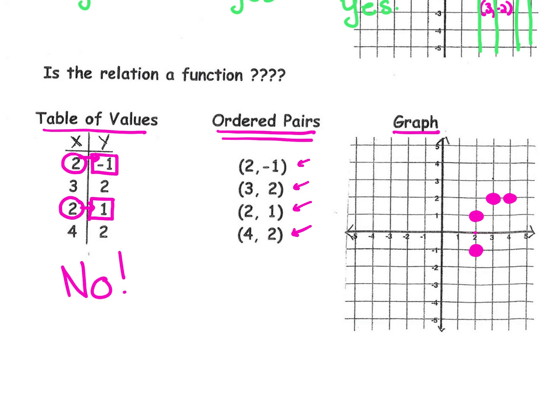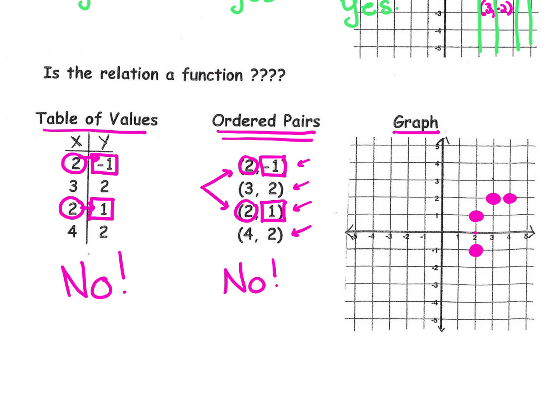How does that look with ordered pairs? Well, again, 2 has an output of -1. 2 has an output of +1. Right here is where the failure occurs. 2 cannot have the 2 different favorite output values. So again, no, this is not a function.